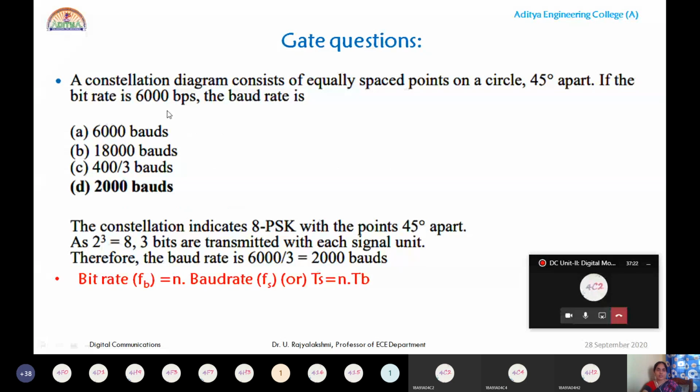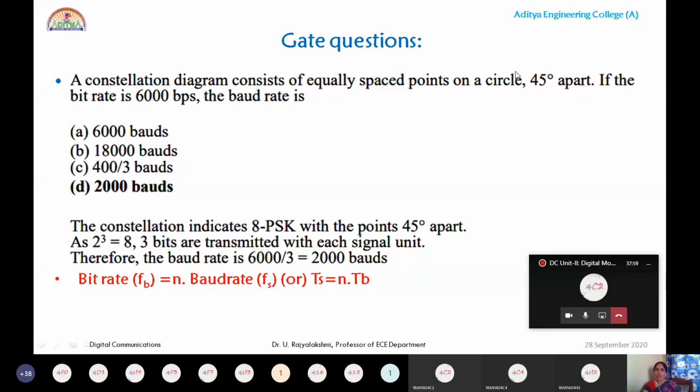And please observe the next question. You should answer my question now. A constellation diagram consists of equally spaced points on a circle 45 degrees apart. If the bit rate is given, you should calculate the baud rate. To calculate the baud rate, you should know the value of n first. How many bits are grouped? So what is the clue given to you? A constellation diagram consisting of equally spaced points on a circle 45 degrees apart.